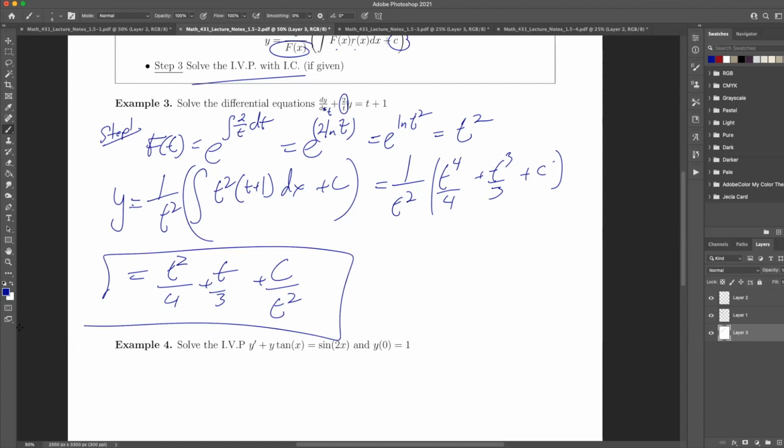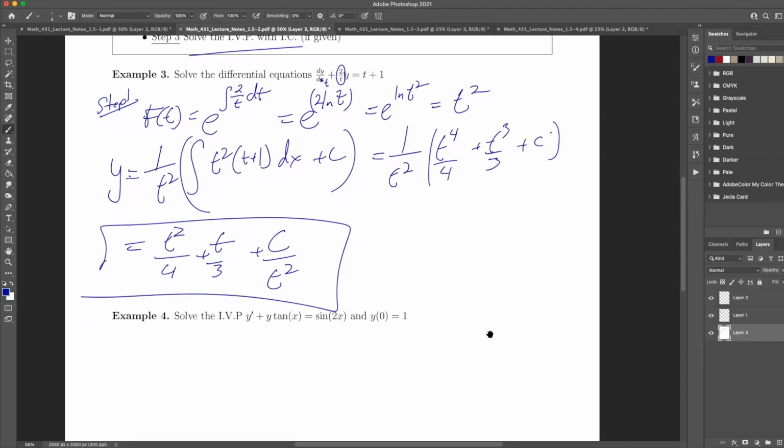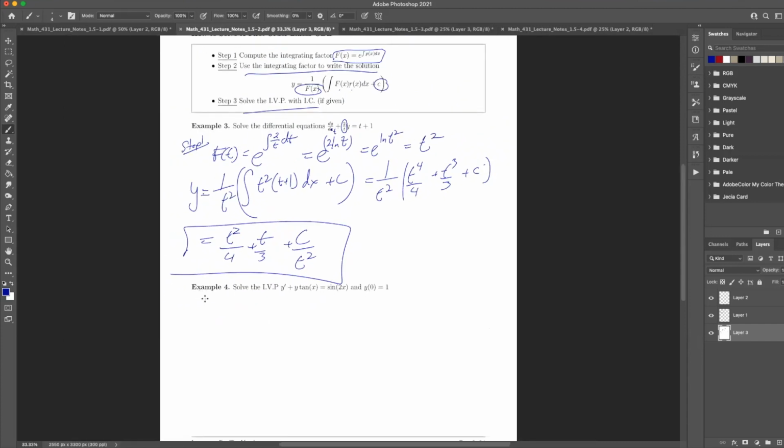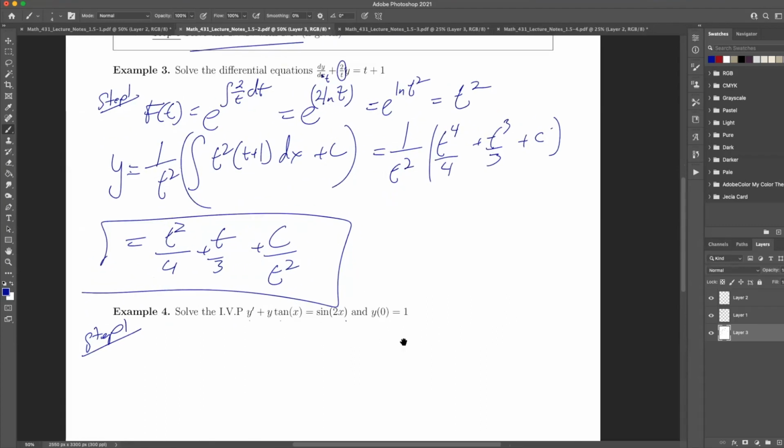Let me show you again. Let me zoom out. So here's step 1. Is this linear? Yeah. Well, I have y times some function only of x equals something only of x plus y prime. So yeah, this is linear. So let's go ahead and do this.